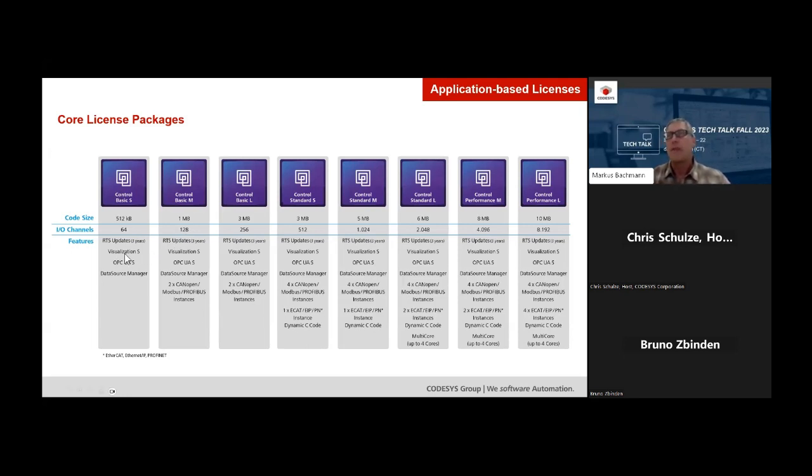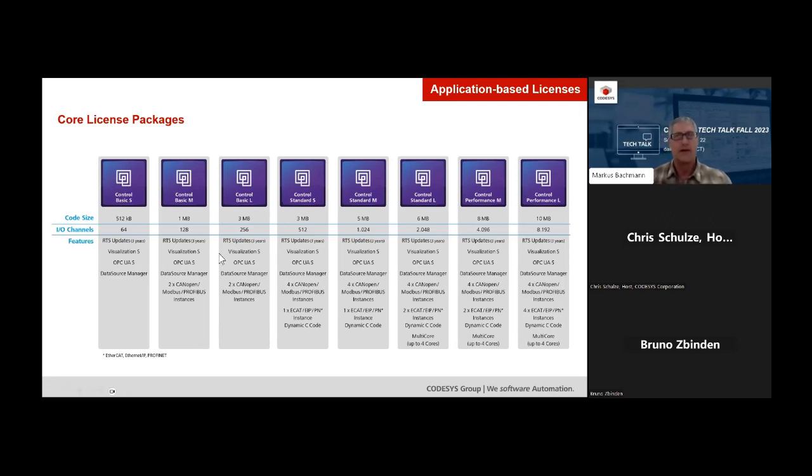So the same thing here, all those licenses, as you can see, include some basic packages like the Virtualization S and the OPC UA S. That basically means that with every CODESYS core license package, you immediately get web visualization and target visualization, as well as OPC UA built in that runtime at no extra cost.